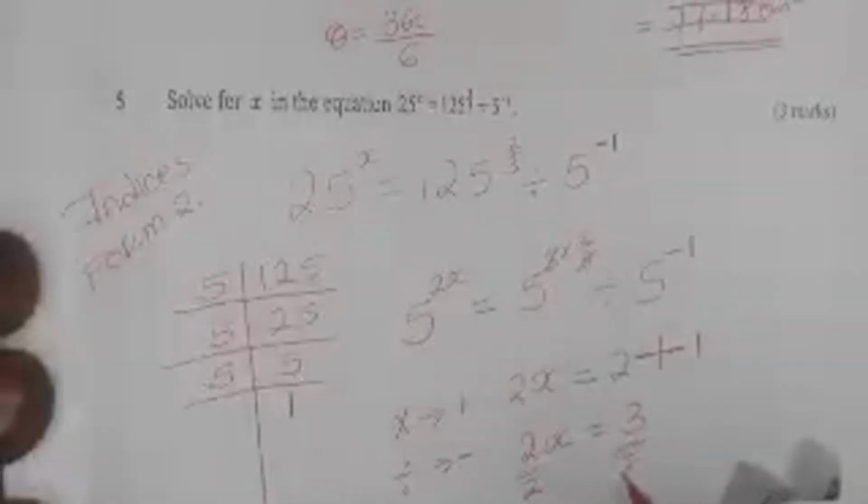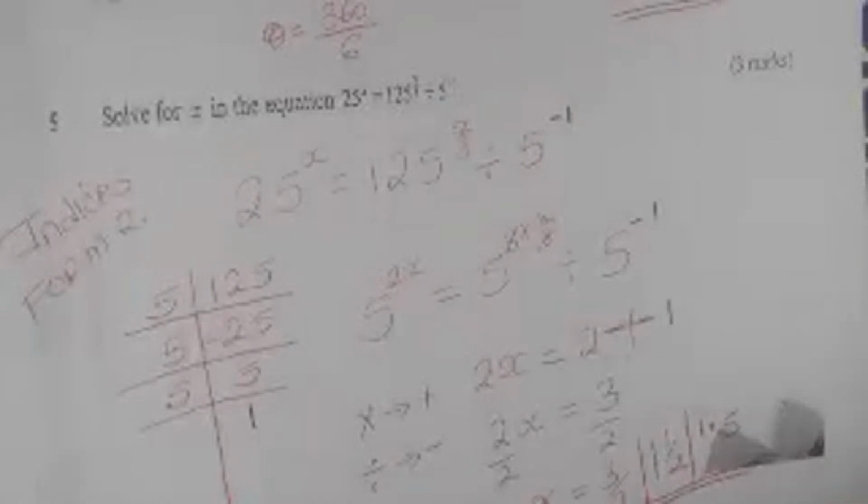Therefore, 2x is equal to 2 negative, and negative becomes a positive, so that we have 3. So we divide by 2, divide by 2, so that now the value of x is 3 over 2 in simplified form. We can say 1 whole half, or in decimal, we can say 1.5. This is how it is supposed to be done. Make sure you check on more of such questions.